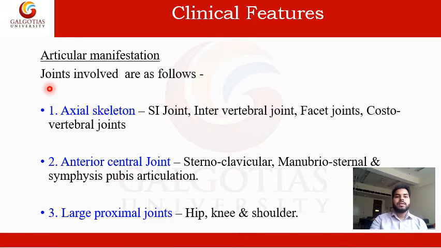Articular manifestations: what joints are involved? The axial skeleton, anterior central joints, and the proximal joints. Axial means your spine or the vertebrae; the SI joint is involved first because it's a large joint, then the intervertebral joints, the facet joints, and the costovertebral joints where your ribs are attached, that is your thoracic spine. The anterior central joints means sternoclavicular, manubriosternal, and the pubic symphysis, and the large proximal joints are your hip, knee, and the shoulder.